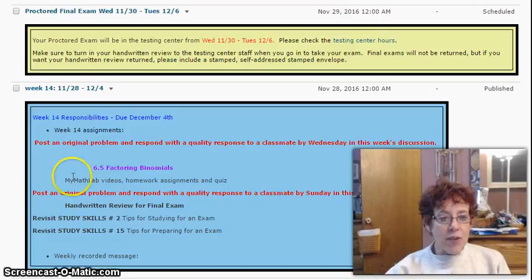Our final exam is going to open up this Wednesday, and you have 1 week to finish the exam. But before you do, make sure you review this information on factoring binomials.